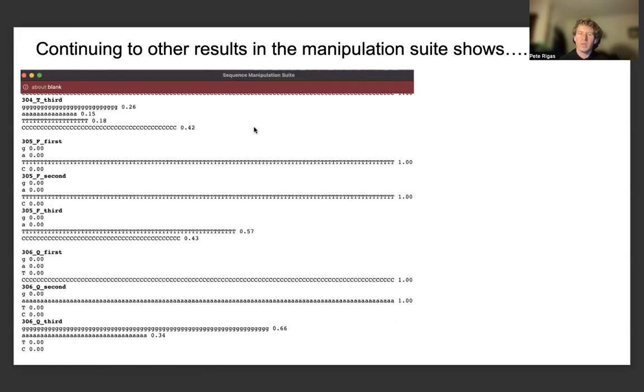And we can continue to other results in the sequence manipulation suite, in which at the very bottom, we can see that it has to carry out a little more than 300 of these probabilistic computations for determining all possible combinations of the base pairs of the DNA from the input amino acid sequence, to be able to reach one of the 2 results for the reverse translated sequence in E. coli.